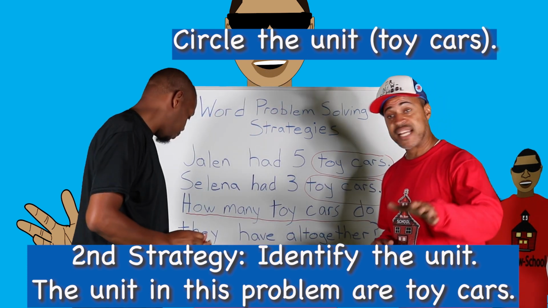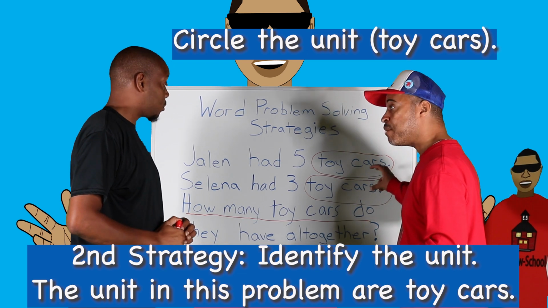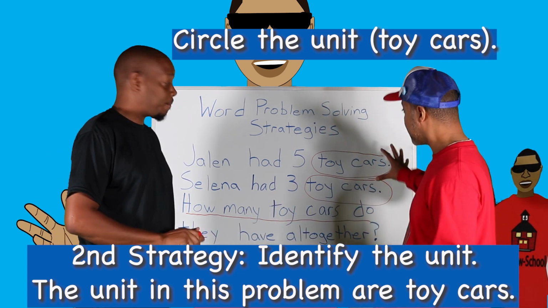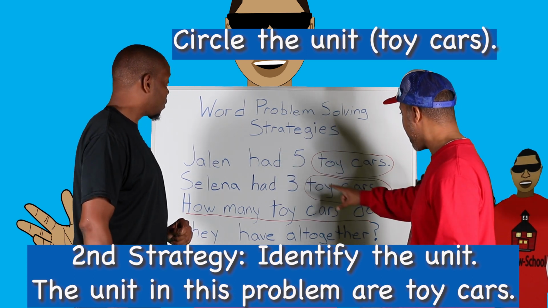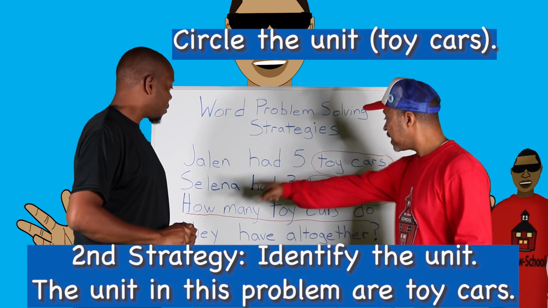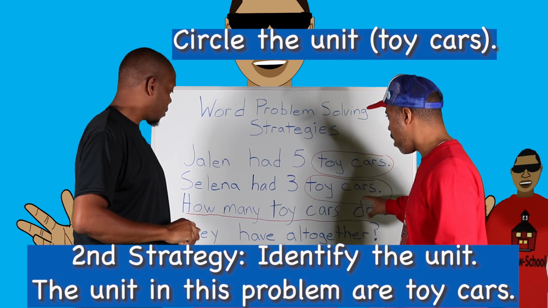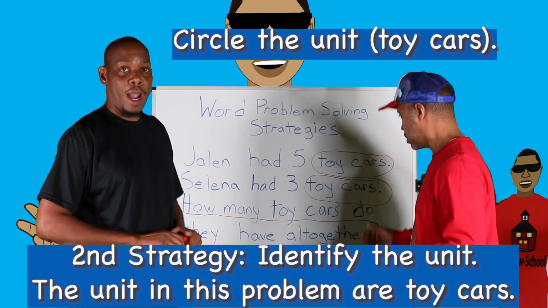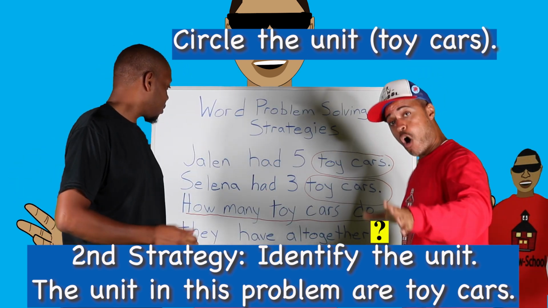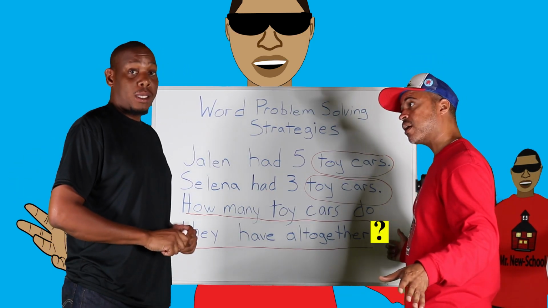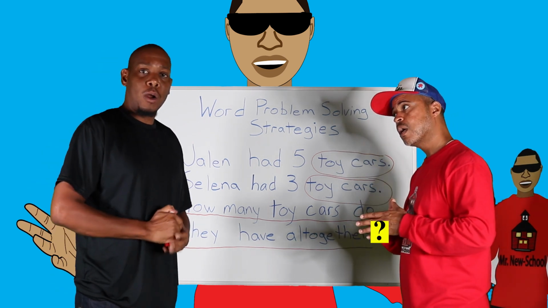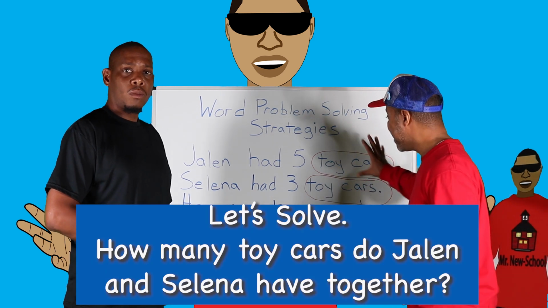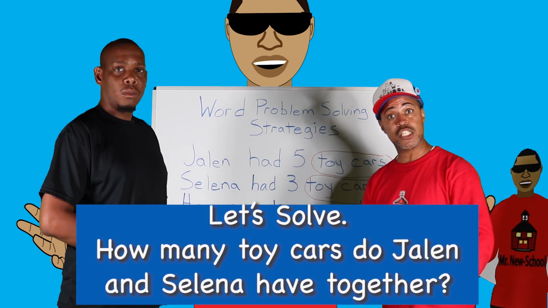So, Mr. Mathematics, the unit is the item or specific thing that we're talking about. That is correct. So in this case, Jalen had 5 toy cars. Selena had 3 toy cars. So our units are the cars. The cars, that is correct. Okay, so our question always ends with a question mark? Yes, our question will always end with a question mark. So we're basically trying to solve how many cars they have in total?